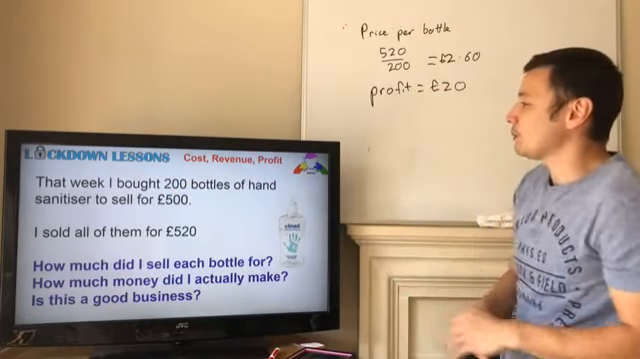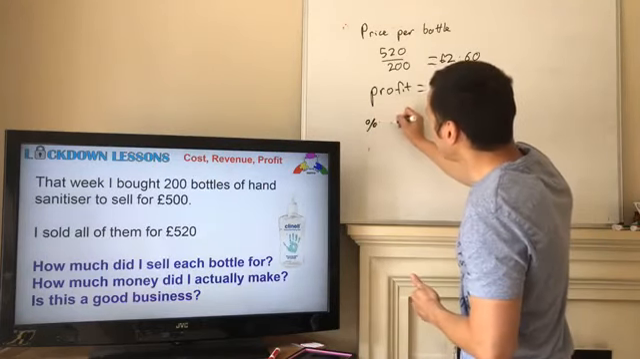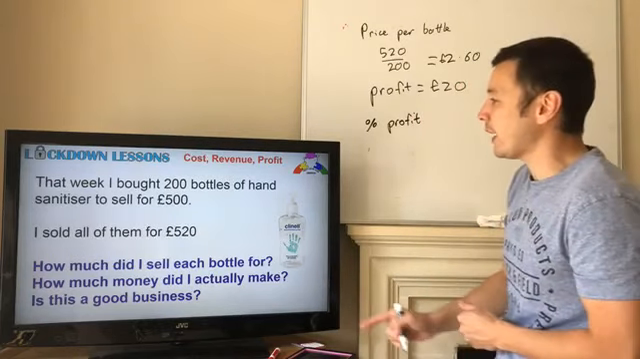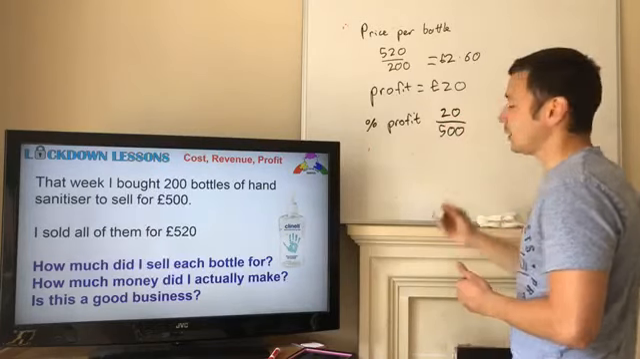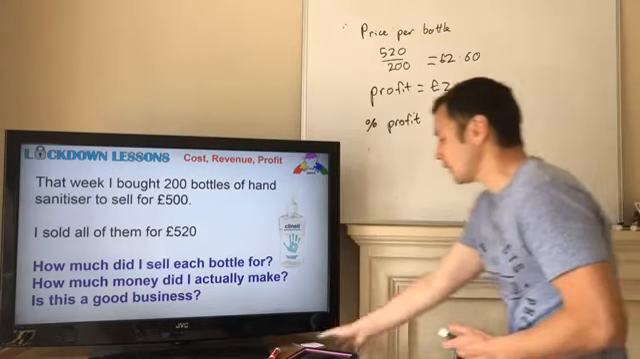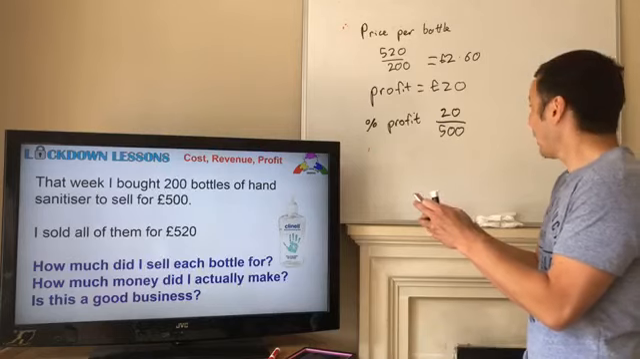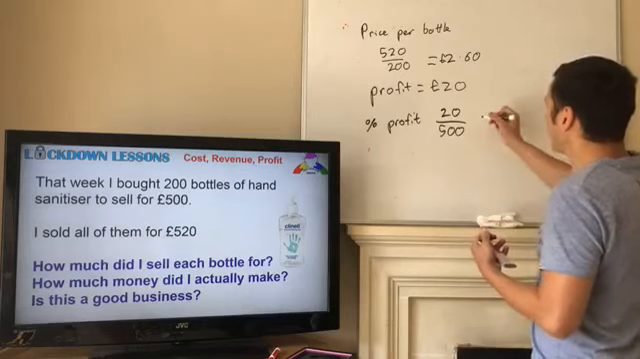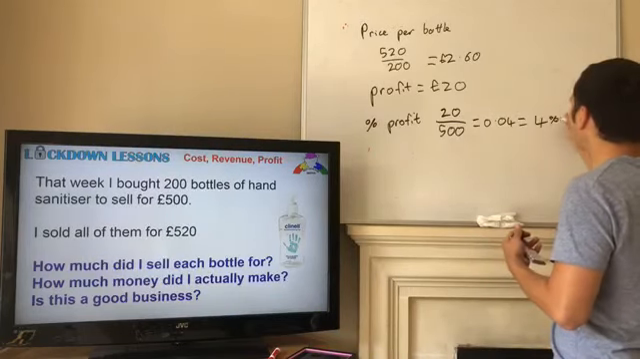You can work it out as a percentage. So as my percentage profit, which is done a lot in business and in GCSE exams as well, my percentage profit will be 20 out of 500. Okay? And if you use your magic button on the calculator, if you did 20 out of 500 as a fraction and press the decimal button, you would get 0.04, which is 4% profit.